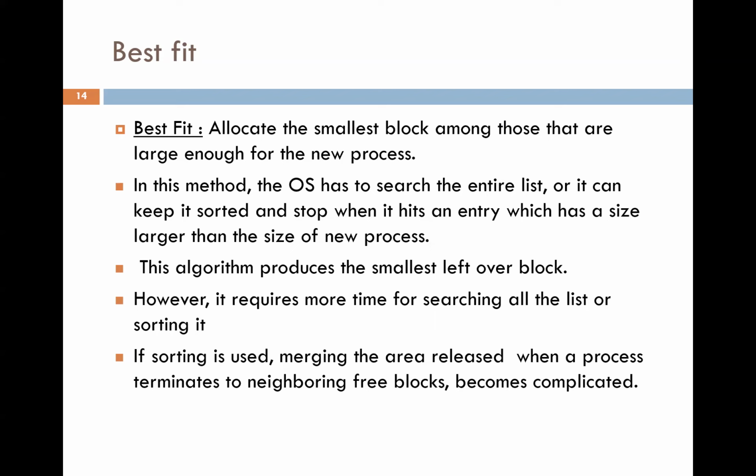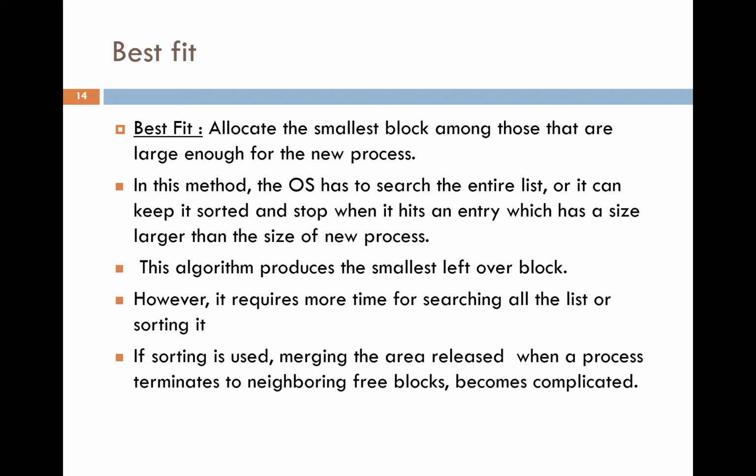When we merge the area release, suppose one of the processes has finished its working, so it will release the memory region. Suppose the process size is 5 KB. So it will release the memory region. And if the hole of 5 KB is released and the neighboring hole of that 5 KB is also free, we need to merge those areas to have a contiguous block of memory.